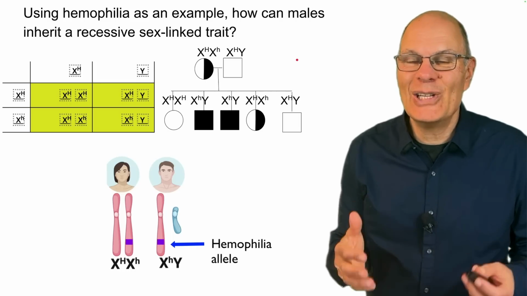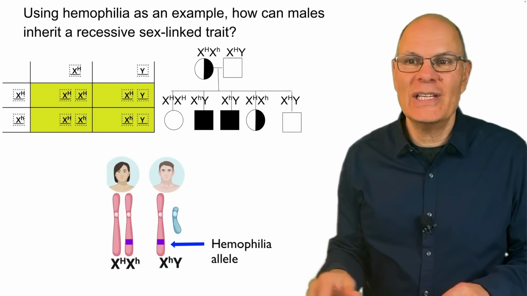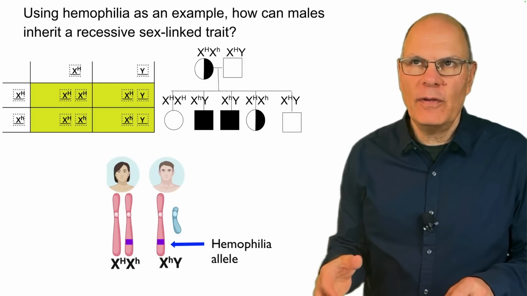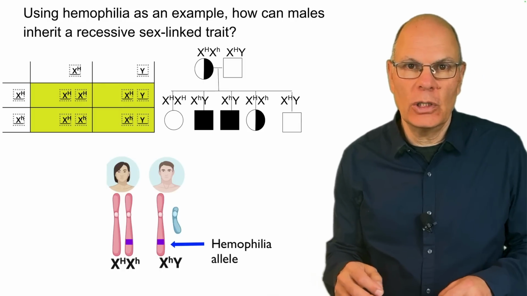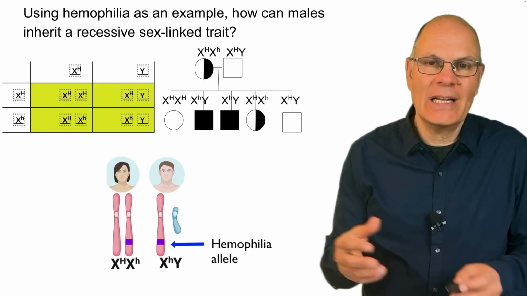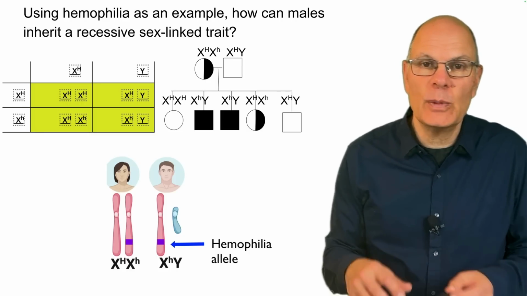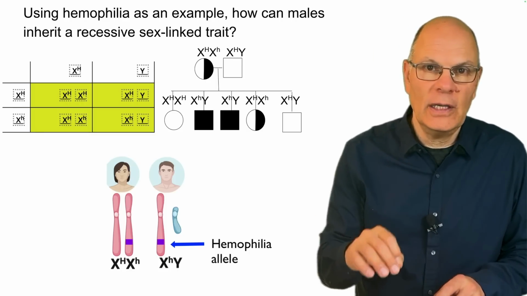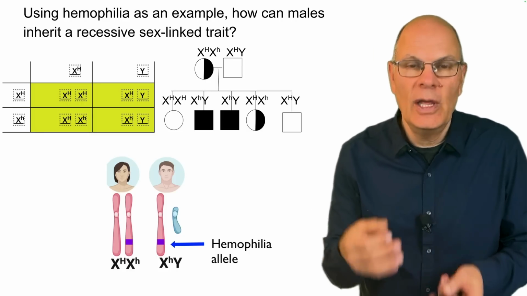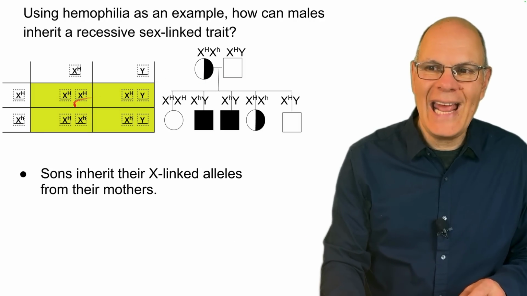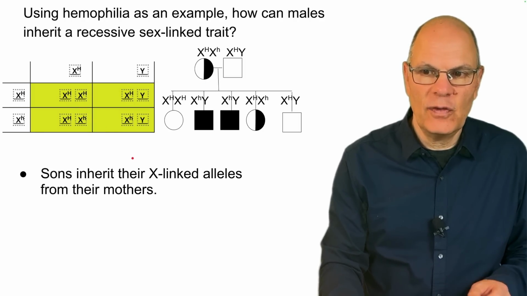Using hemophilia as an example, how can males inherit a recessive sex-linked trait? Hemophilia is a blood clotting disorder, and essentially hemophiliacs can't clot their blood. It's much more common in males than it is in females because the allele for hemophilia, the mutated allele that leads to ineffective blood clotting, is on the X chromosome. Sons inherit their X-linked alleles from their mothers.